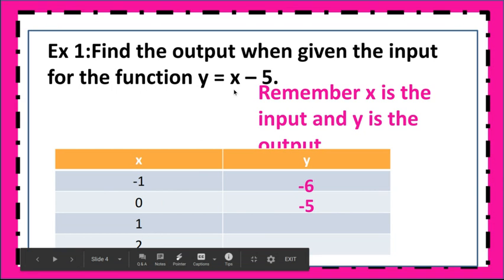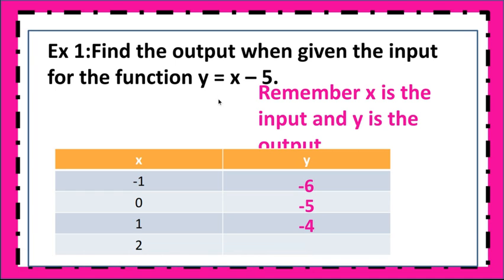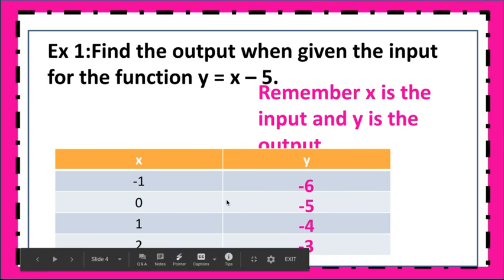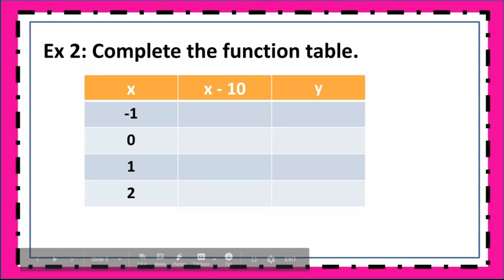Then I replace x with 1. 1 minus 5 is -4, so y equals -4. Now I'm going to replace x with 2, so I end up with y equals 2 minus 5. 2 minus 5 is -3, so y equals -3. When the input value is -1, the output value is -6. When I input a -1, I can't get anything else but a -6 out of this function rule. When I input a 0, I don't get anything other than a -5. When I input a 1, I can only get a -4, and when I input a 2, I can only get a -3.